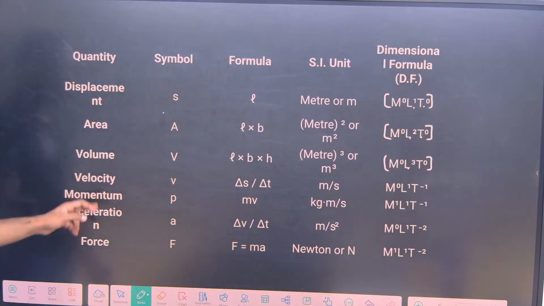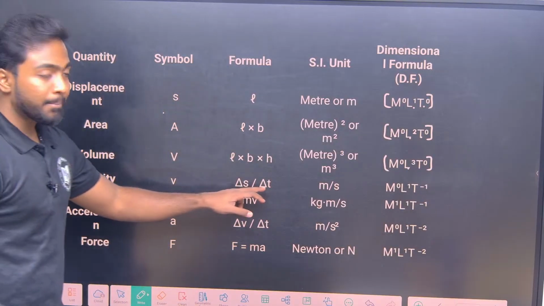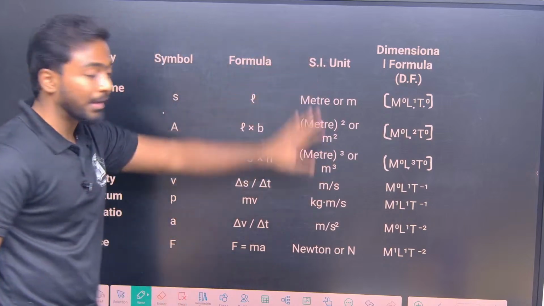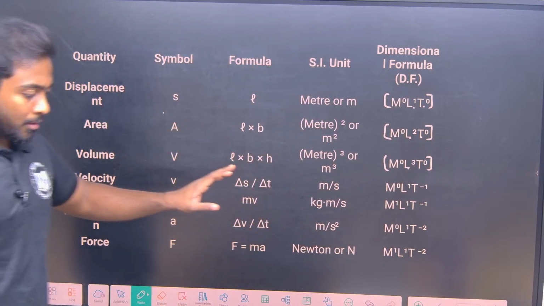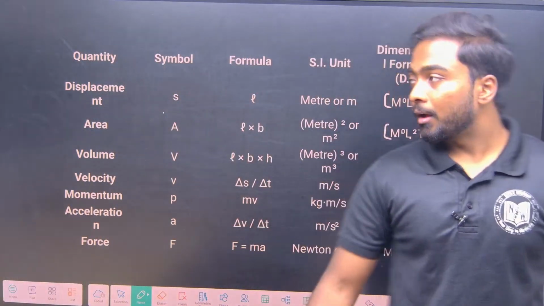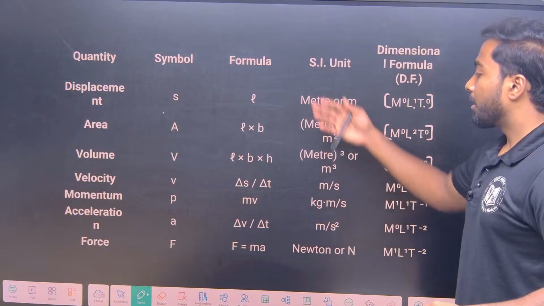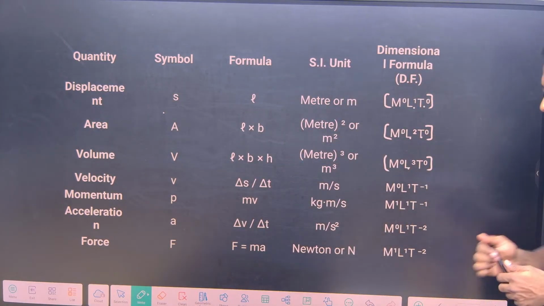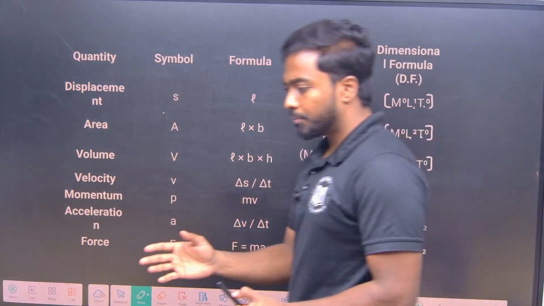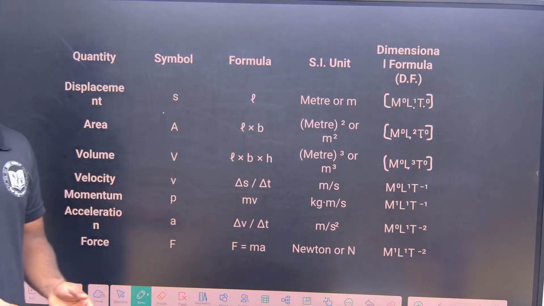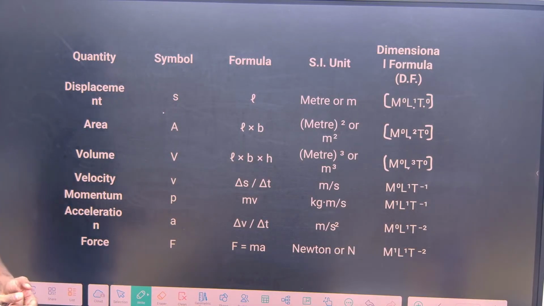Next one is velocity, displacement by time, so meter per second is the SI unit. SI units are important. They might ask you a direct question: what is the SI unit of the given quantities, and what is the dimensional formula of the given quantities. It is the basic thing, you need to remember that. If you remember, your answer is correct.